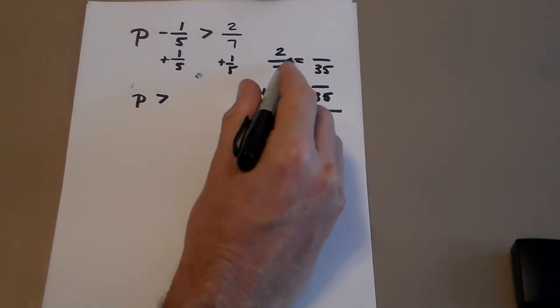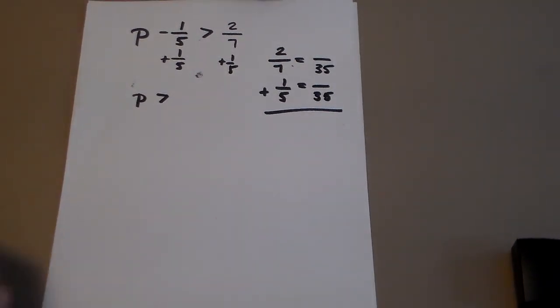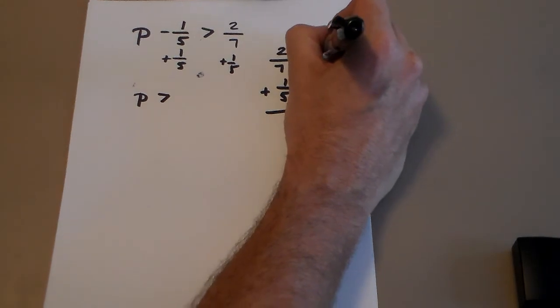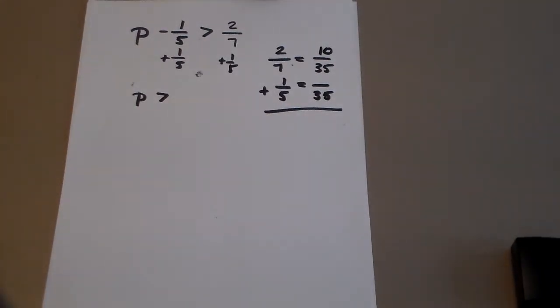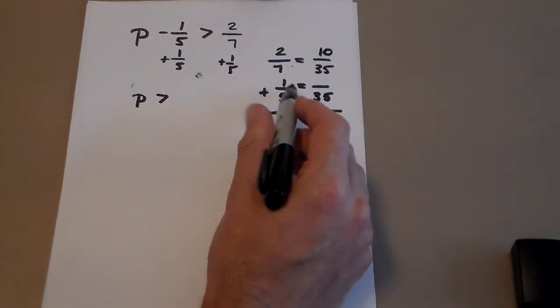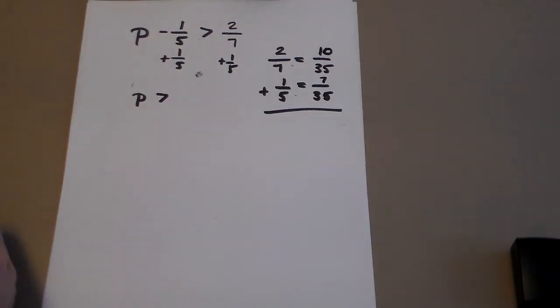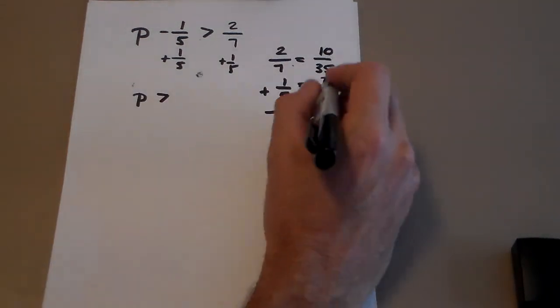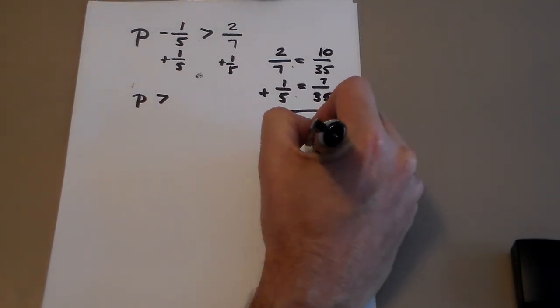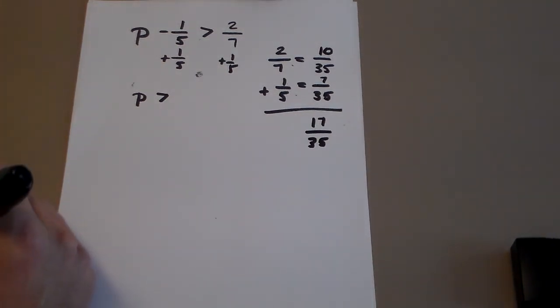So I'd say 7 times what number is 35? And the answer to that is 5. And 2 times 5 is 10, so I get 10 over 35. And then 5 times 7 is 35, and 1 times 7 is 7. So I've got 10 over 35 plus 7 over 35, which is 17 over 35. And that is going to be my answer.